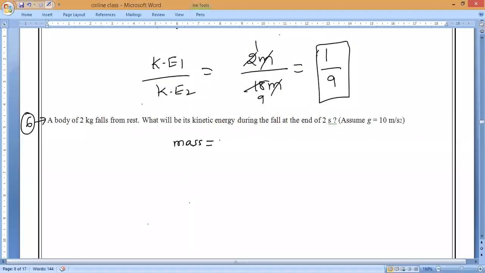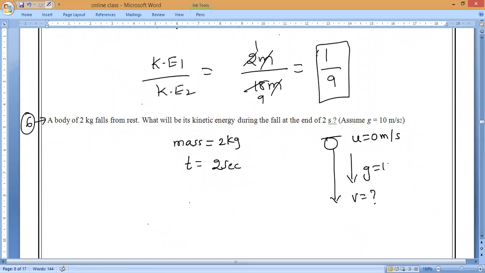We know that the mass is given as 2 kilograms and the time t is 2 seconds. It is freely falling, so from rest, the initial velocity is 0 meter per second, and we can find the final velocity. Since it is freely falling, you can take g equals 10 meter per second square. Your choice, you can take whatever you want.